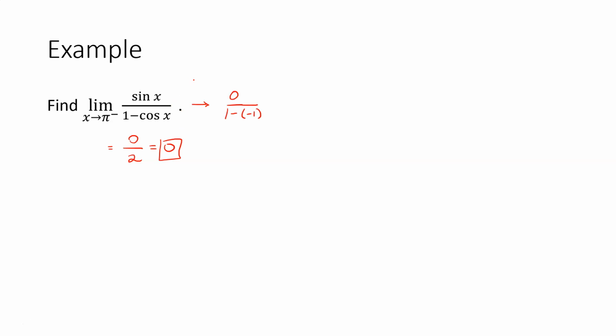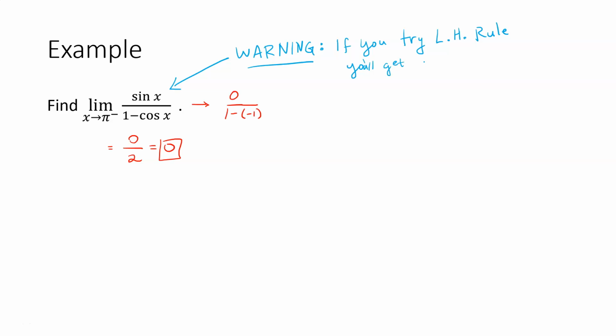But my warning here is, if we didn't check, you might have accidentally done L'Hopital's rule. If you try L'Hopital's rule here, you'll get an error. Pretty bad one in this case, because let's see what happens when I take the derivative of sine. We get cosine, and then when I take the derivative of 1 minus cosine in the denominator, I think we just get sine.